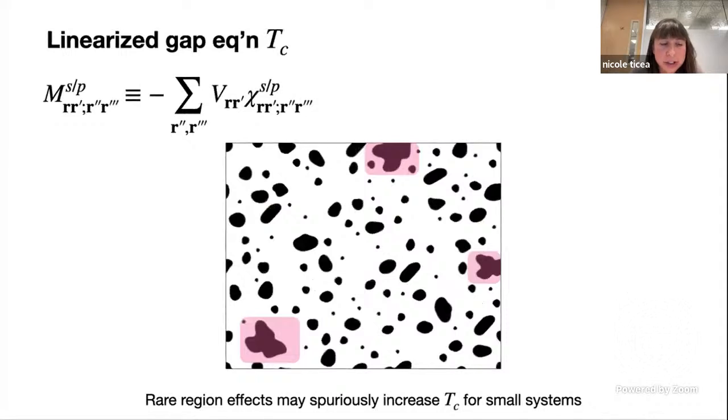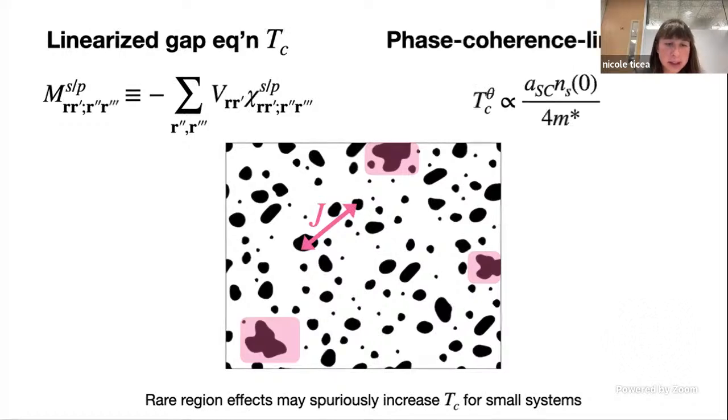This is really just a spurious effect. It's a rare region effect, and also a finite size effect. What happens here is that small localized regions, which are highly superconducting, will spuriously increase the transition temperature for finite size systems. So it's really more appropriate to think of this system as a granular superconductor composed of many superconducting islands that are all coupled to each other via weak Josephson coupling.